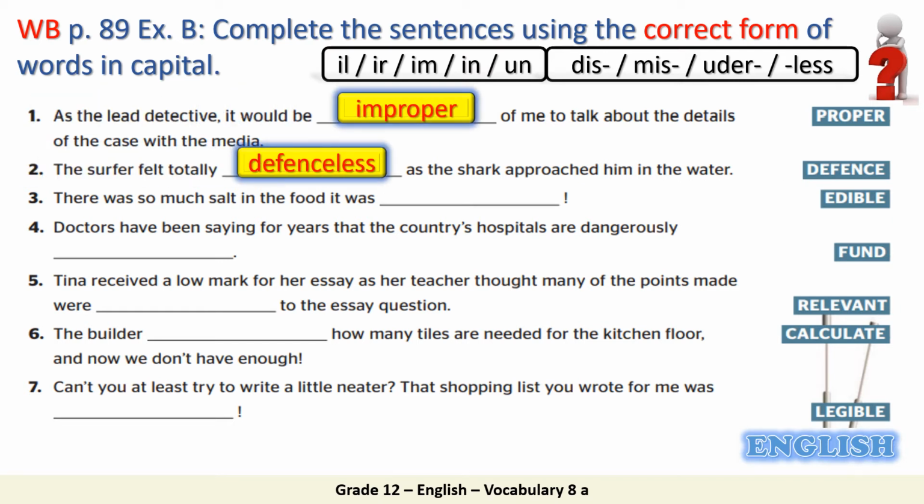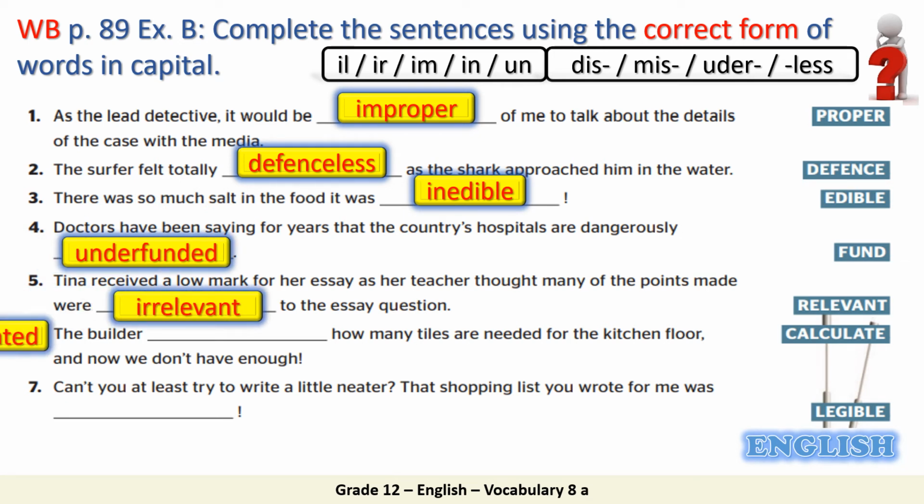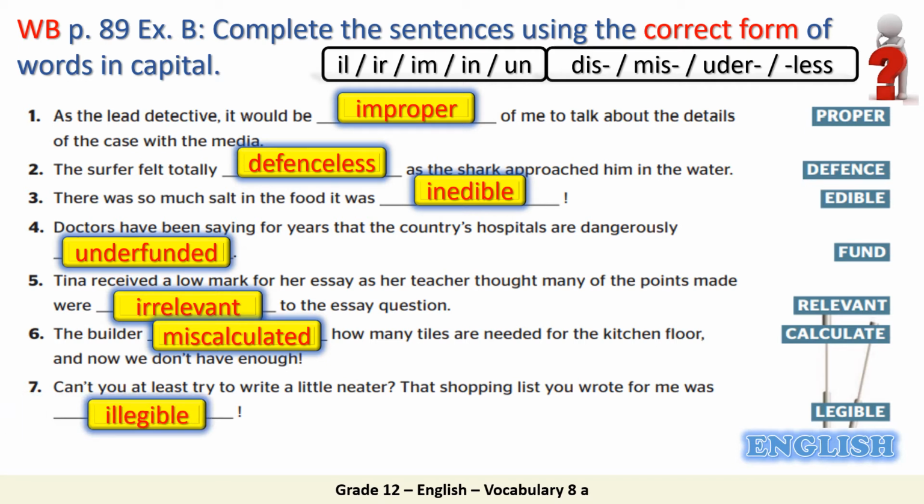Okay, improper, defenseless, inedible, underfunded, irrelevant, miscalculated, and illegible. Your points, please. Done? Okay, let's continue.